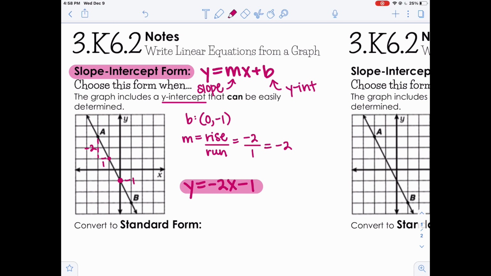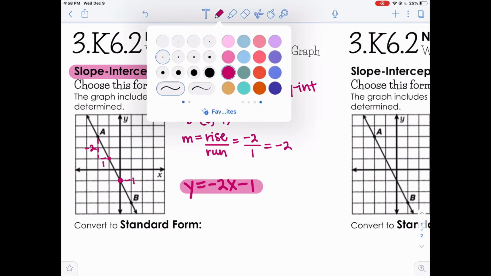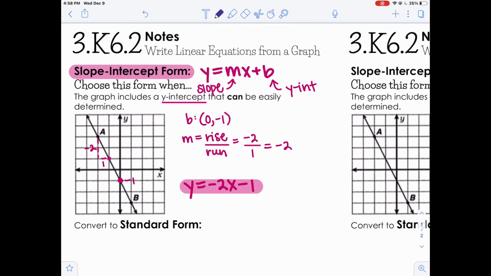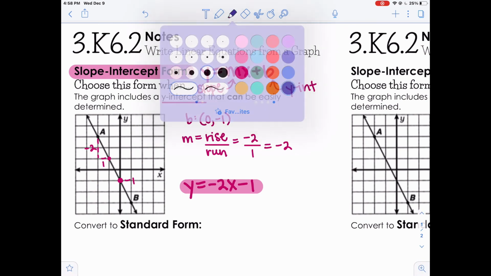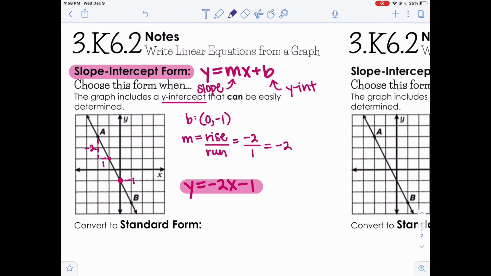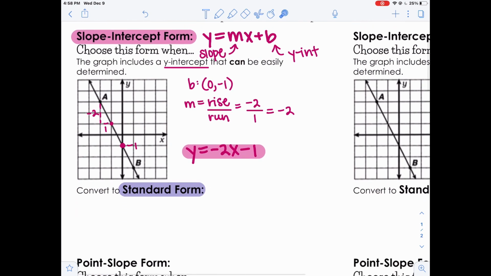Okay, I'm also going to use this opportunity to show you how to convert your equation into standard form. We haven't seen that yet. We've seen converting into slope-intercept form from point-slope form, but we can actually really easily take this equation that we just came up with, our y equals -2x minus 1, and convert it to standard form.